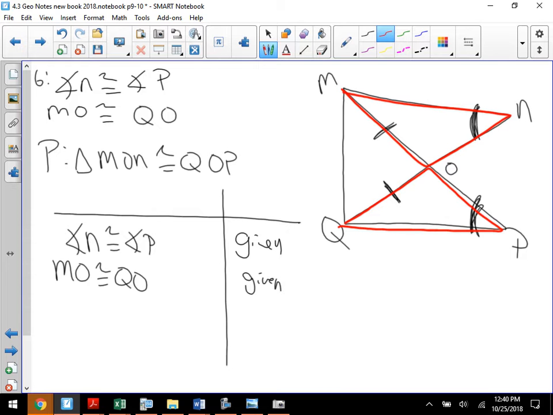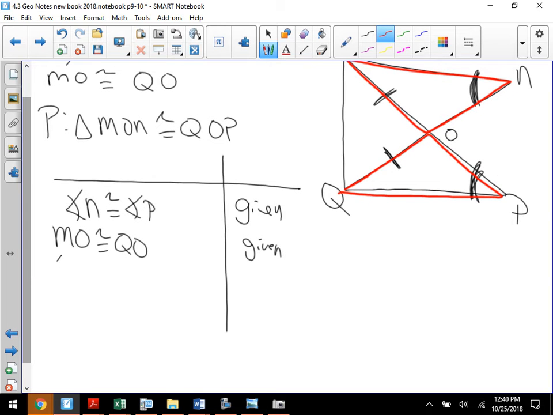If you're not exactly sure where to go next, or what you're trying to look for, trace over the triangles they're trying to have you prove, because a lot of times that'll help you figure out: is there a reflexive side you're trying to find? Is there vertical angles? Is there something else that you're missing? Okay. So now you'll notice you've got vertical angles, and you would say angle MON is congruent to angle QOP, because vertical angles are congruent.